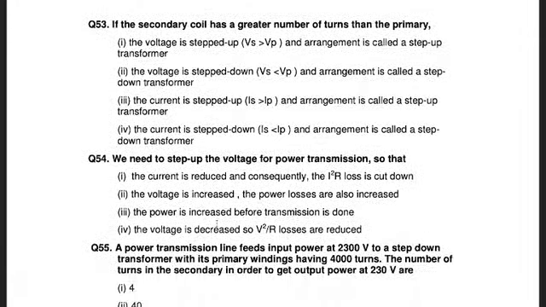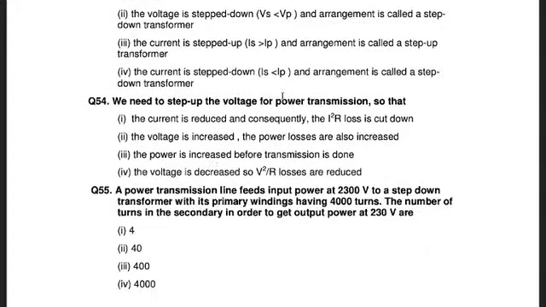Question number 54. We need to step up the voltage for power transmission so that option 1, the current is reduced and consequently the I squared R loss is cut down. Option 2, the voltage is increased, the power losses are also increased. Option 3, the power is increased before transmission is done. Option 4, the voltage is decreased, so V squared by R losses are reduced. Very good. The answer is option 1. The current is reduced and consequently the I squared R loss is cut down.